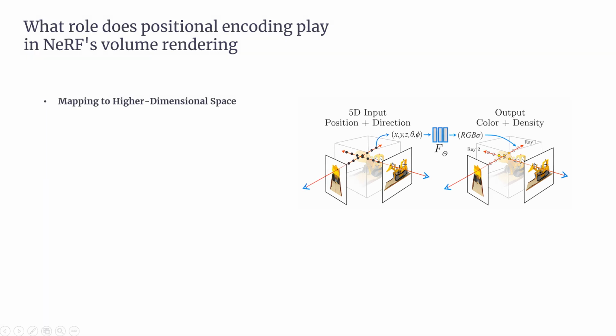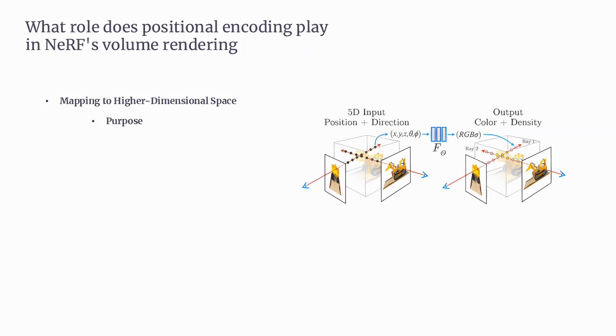The first. Mapping to higher dimensional space. 1. Purpose. The main job of positional encoding in NeRF is to transform the raw three-dimensional coordinates and viewing directions into a higher dimensional space. This step is crucial because it enables the model to capture finer details and more complex variations in the scene, which are vital for realistic rendering.